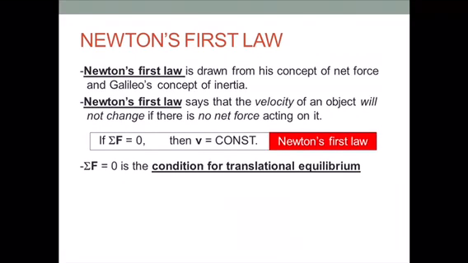Now let's talk about Newton's first law. Newton's first law is drawn from the concept that he himself created of the net force and Galileo's concept of inertia. This law says that the velocity of the object will not change if there is no net force acting on it. When the net force equals 0, it is sometimes called the condition of translational equilibrium.